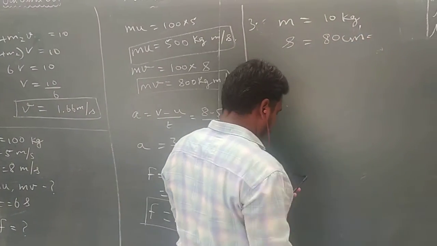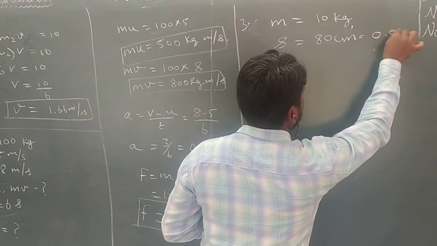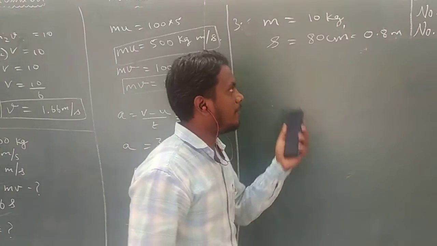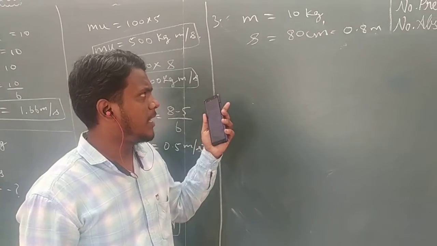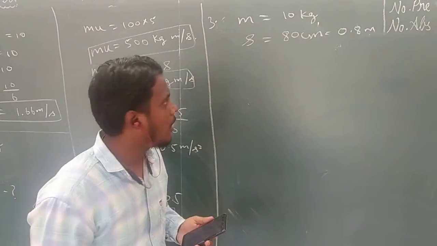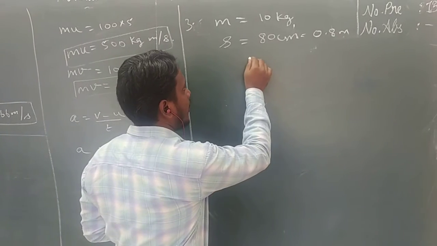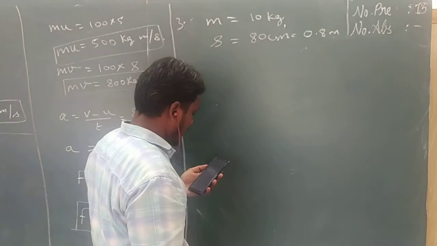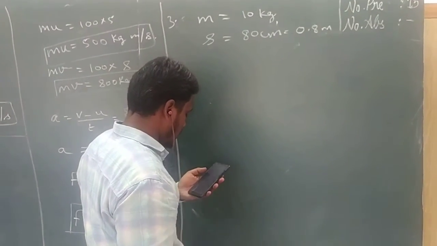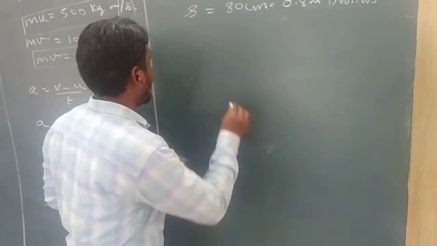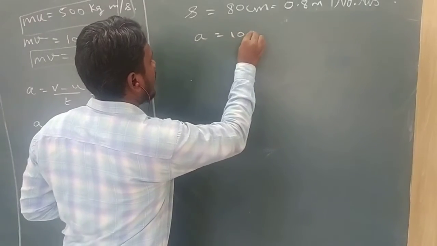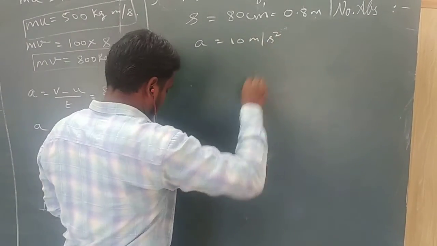So we can write 80 centimeter as 0.8 meters, right? So for centimeters to meters you have to divide by 100, for millimeters to meters you have to divide by 1000, right? So I am converting it as 0.8 meters. Take its downward acceleration to be 10 meter per second square. So they have given acceleration equal to 10 meter per second square.